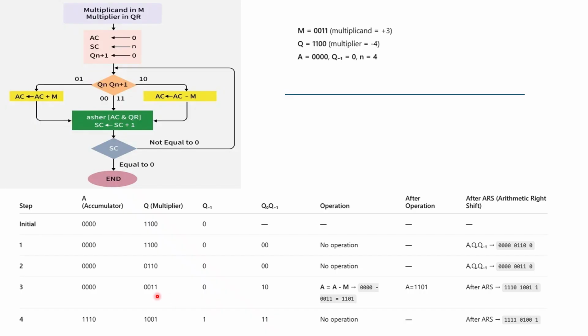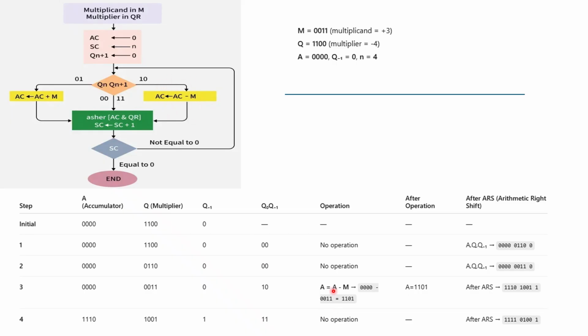Now if you check, Q0 is 1 and Q minus 1 is still 0. So now Q0 and Q minus 1 is 1 0. What will happen? The operation will be conducted in this manner, that is A will be A minus M.